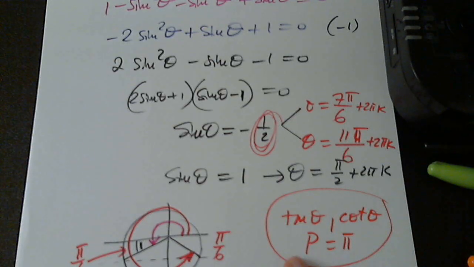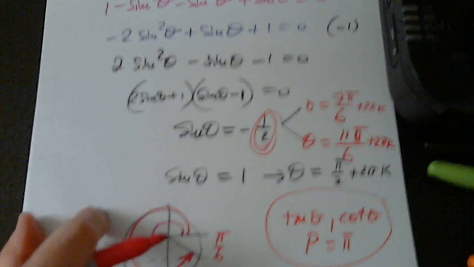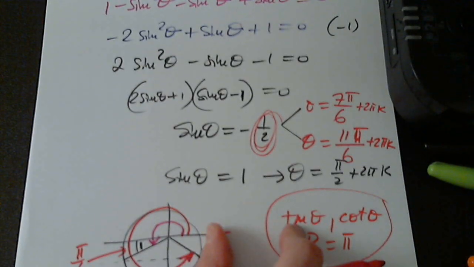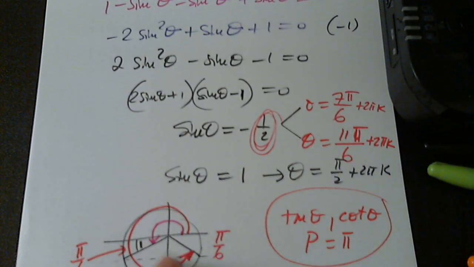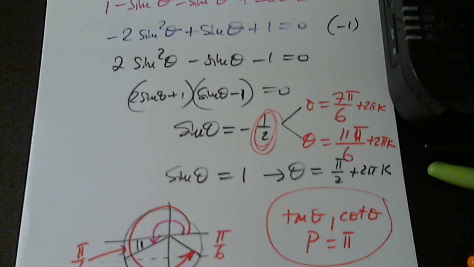In other words, what does this mean? It means that tangent repeats in blocks of pi, but everything else repeats in blocks of 2 pi. Or chunks or pieces, if you want. Anything else?